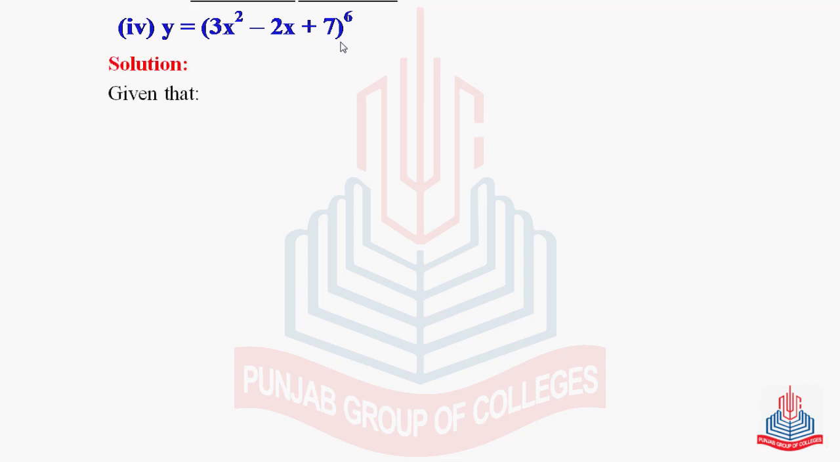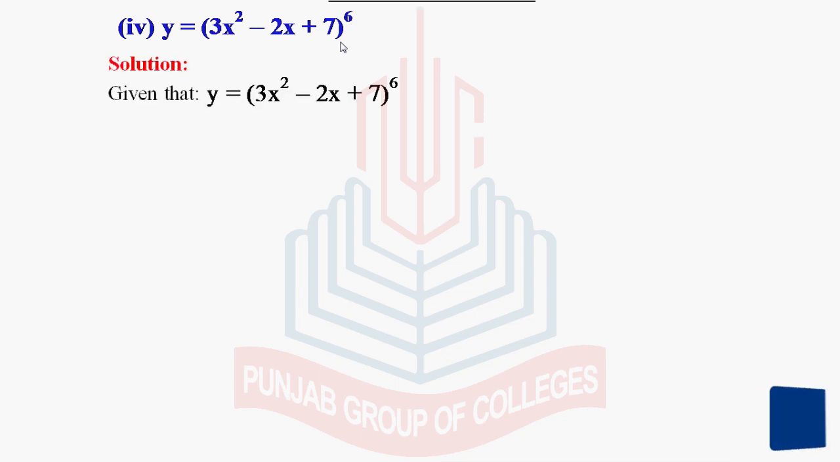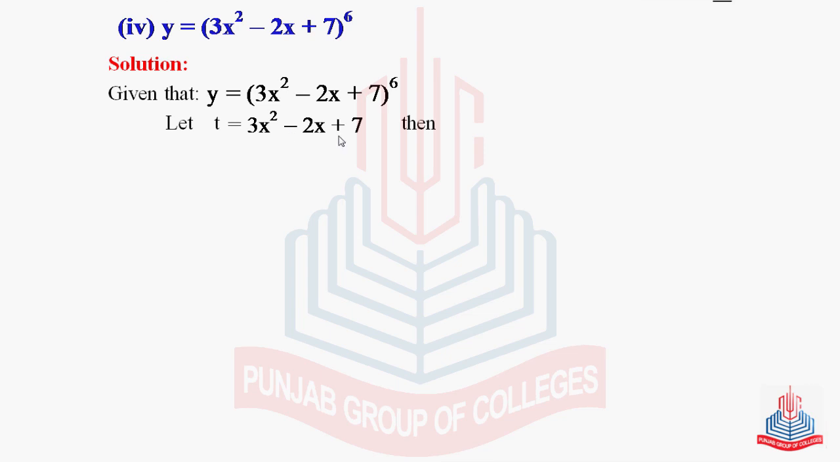Solution: given that y is equal to 3x² − 2x + 7, again using the same substitution technique, we substitute this inner function in the form of t. So let t = 3x² − 2x + 7. Then y is equal to t raised to the power 6, as we substituted this whole function in the form of t.